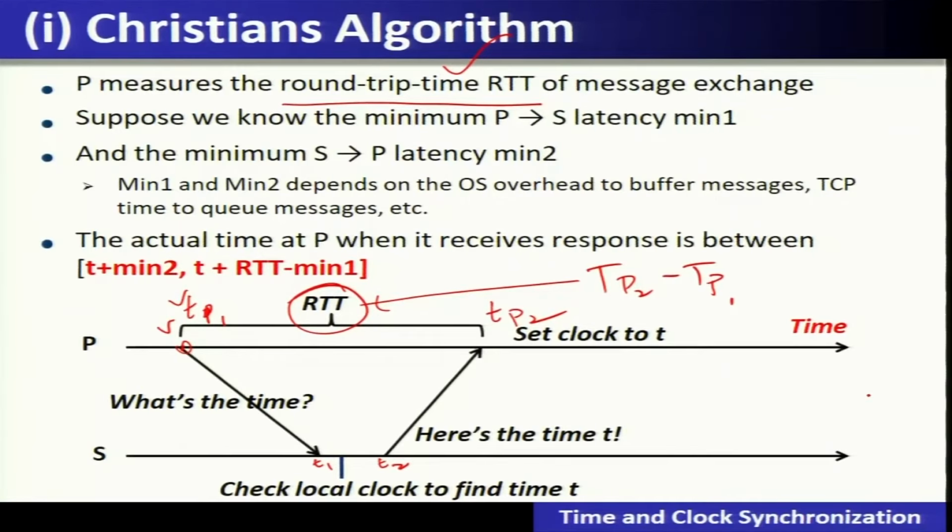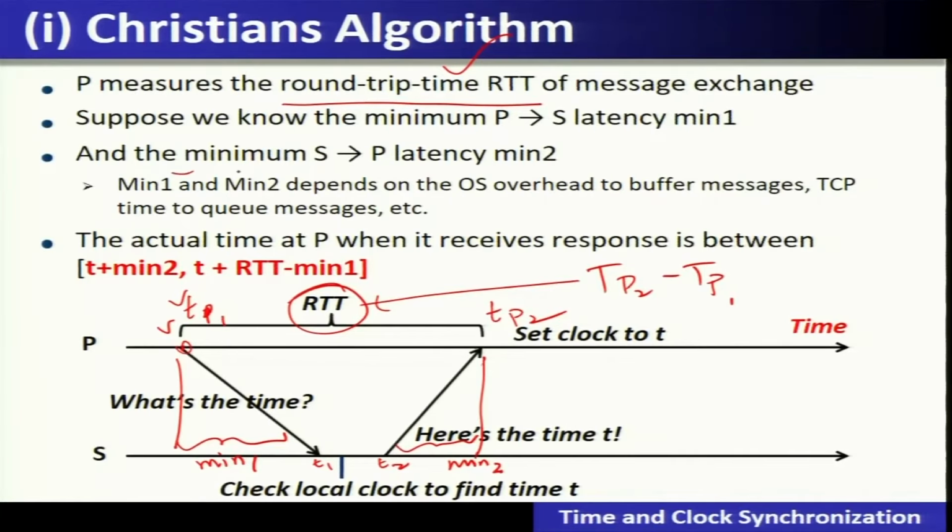So, let us see that P measures the round trip time of the message exchange. Measuring the round trip time is done by sending several messages, noting down the RTT, and finding the average of it. This is how the Christian algorithm works. Suppose we know that the minimum P to S latency is, let us say, min 1. Similarly, the minimum S to P latency, let us say, is min 2.